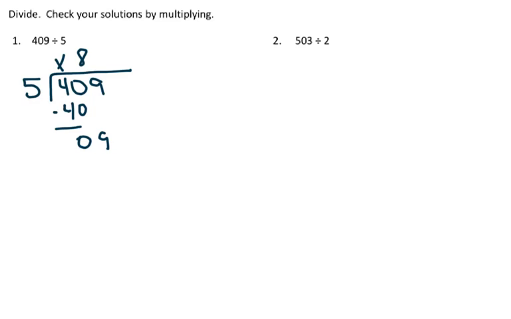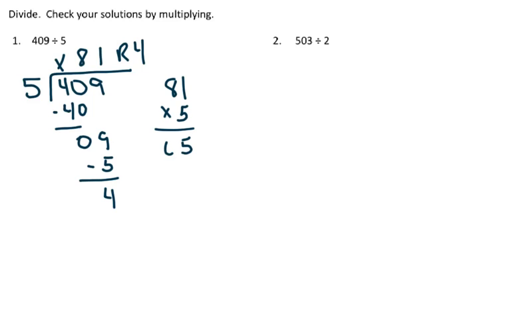1 times 5 is 5, and we have a remainder of 4. And to check our solution by multiplying, we have 81, we multiply it by 5, and then we have to add the remaining 4, so 409 checks out. So our correct answer would be 81 remainder 4.